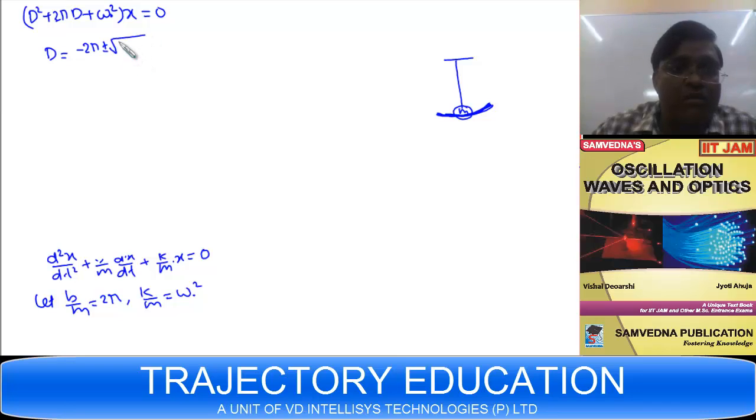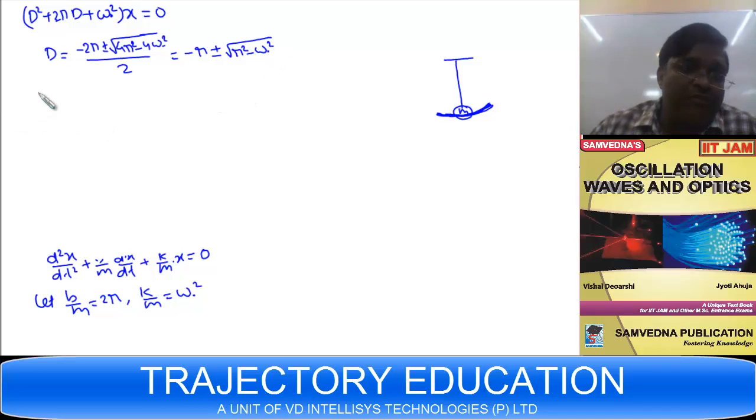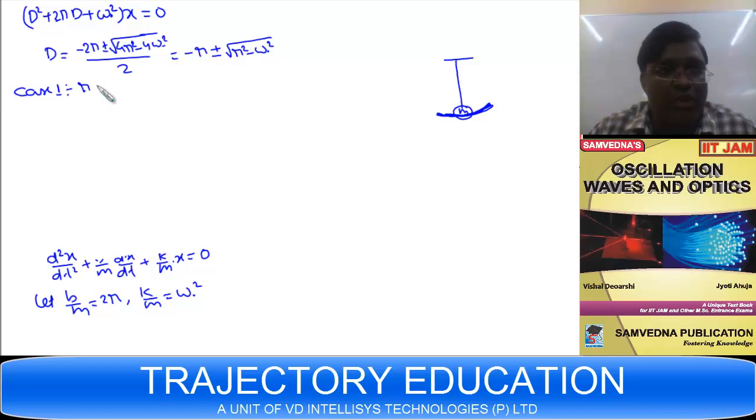Solving, d is minus 2r plus or minus the square root of 4r square minus 4 omega naught square, all over 2. Now you have three cases depending on the amount of damping force. Let's take case 1, where r is greater than omega naught. That's the case of heavy damping.